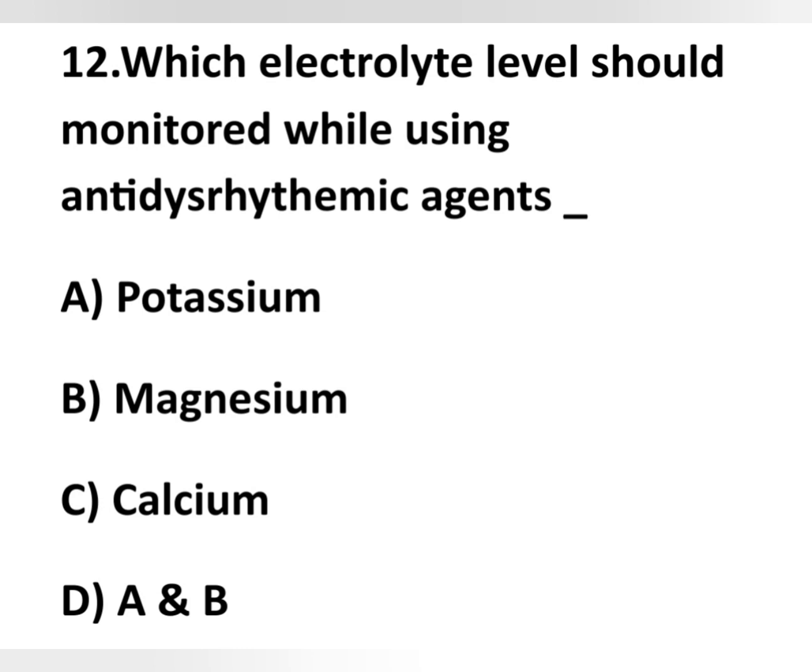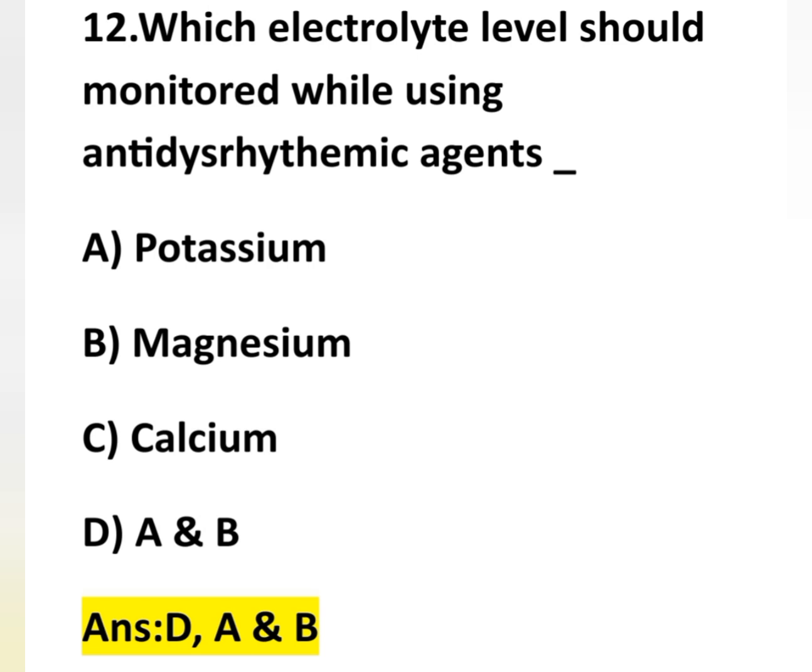Which electrolyte level should be monitored while using antidysrhythmic agents? And options are: option A, potassium, option B, magnesium, option C, calcium, option D, both A and B. Here the correct answer is option D, both A and B, that is, potassium and magnesium should be monitored while using antidysrhythmic agents.